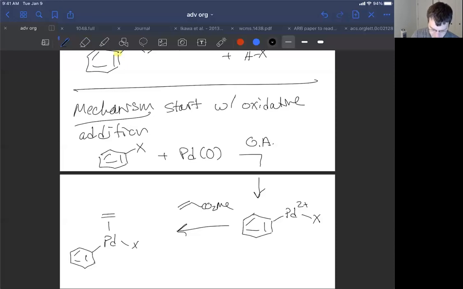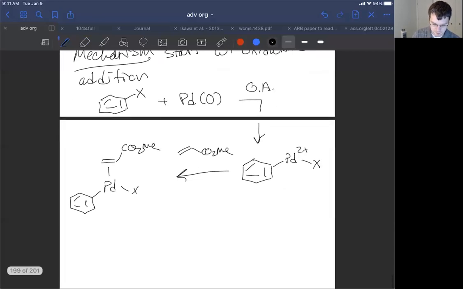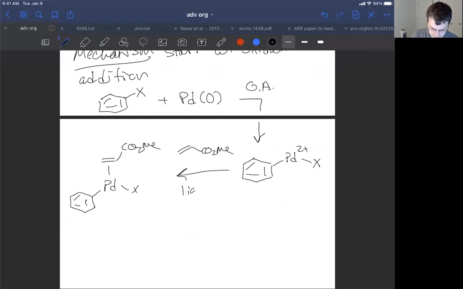Is we're going to form a pi complex to the alkene. Now, from a pi complex, and that's a ligand association reaction, now we're going to do a migratory insertion reaction. So the migratory insertion kind of looks like a 2+2 type of reaction.